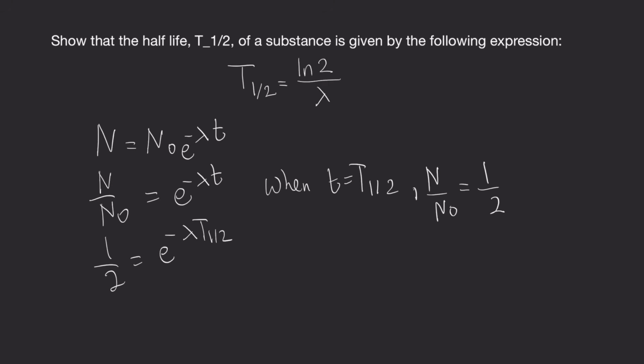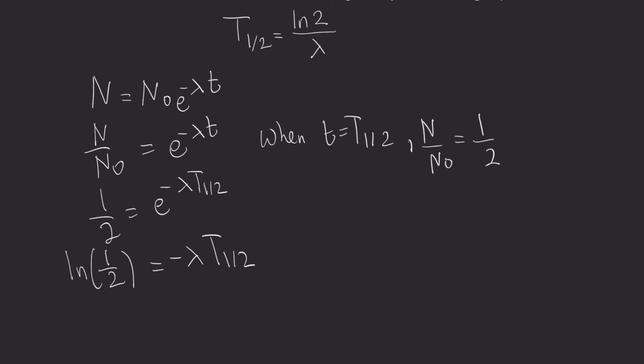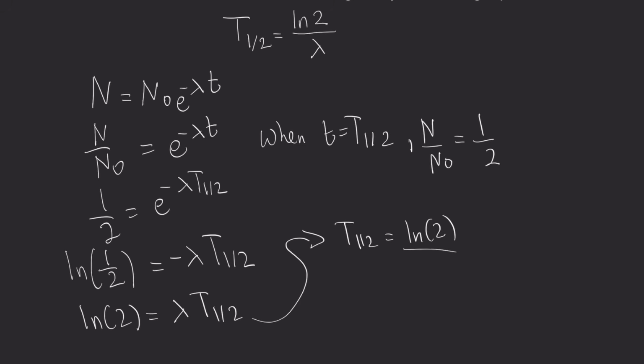Now we're going to take the ln of both sides. We're going to get ln of a half is equal to, the ln and the e will undo the effect of one another, minus lambda T-half. The negative sign will flip the ln. So we get ln of 2 is equal to lambda T-half. Then our final step, T-half will be equal to ln of 2 divided by lambda, which is the equation that we're given.